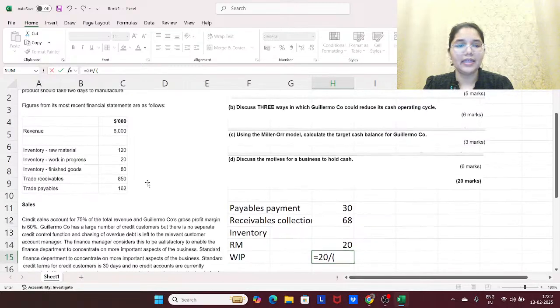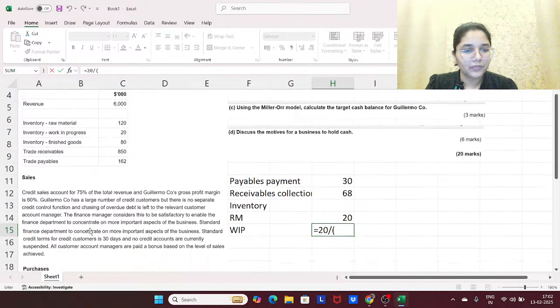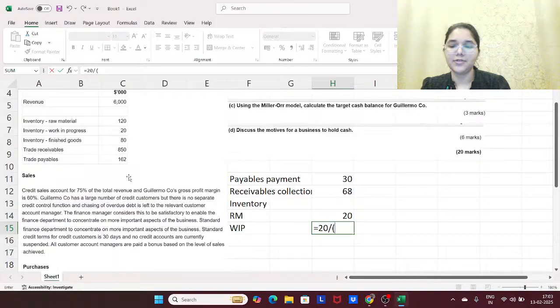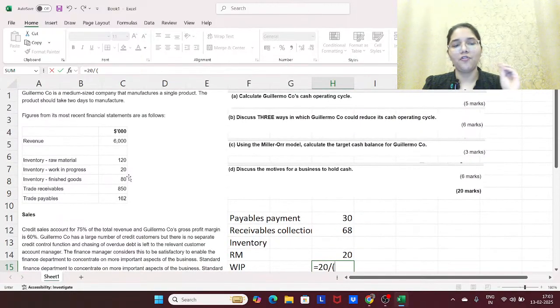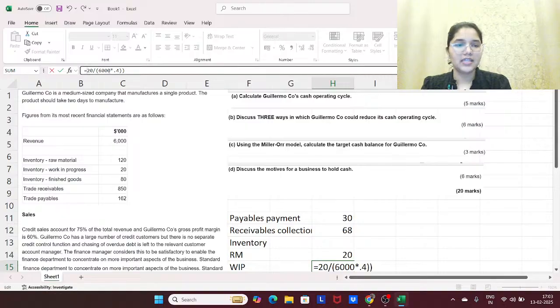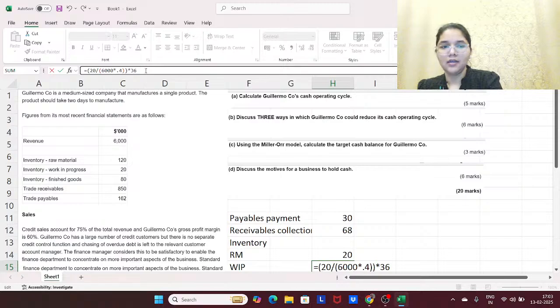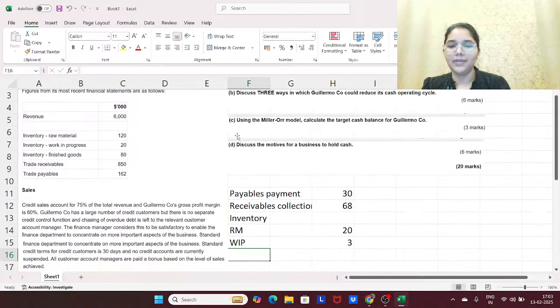How will we do that? It is saying that the gross profit margin is 60%. That means if we do a sale of 100 rupees, we make a GP of 60%, that is 60 rupees. So, that means the cost is 40. So, basically you can simply multiply this amount 6,000 by 40%. This gives you your denominator. You can close the entire brackets, multiply this with 360 to get to your final answer, which will be 3 days.